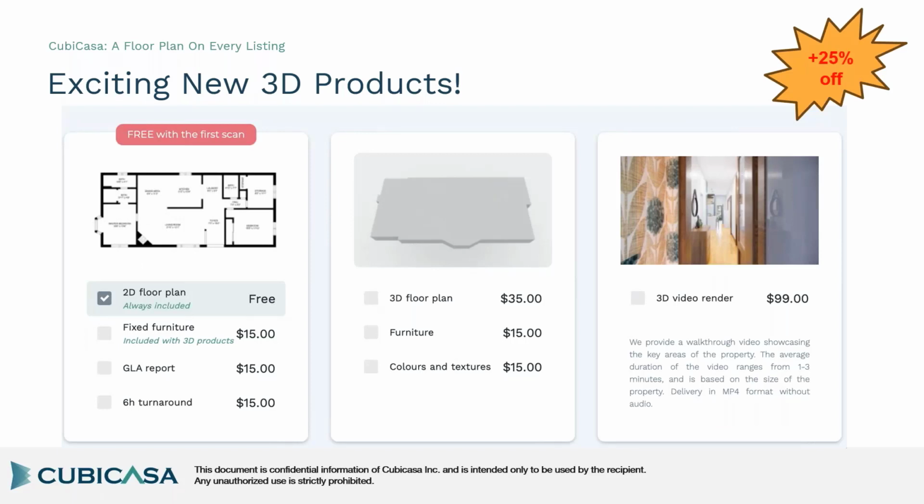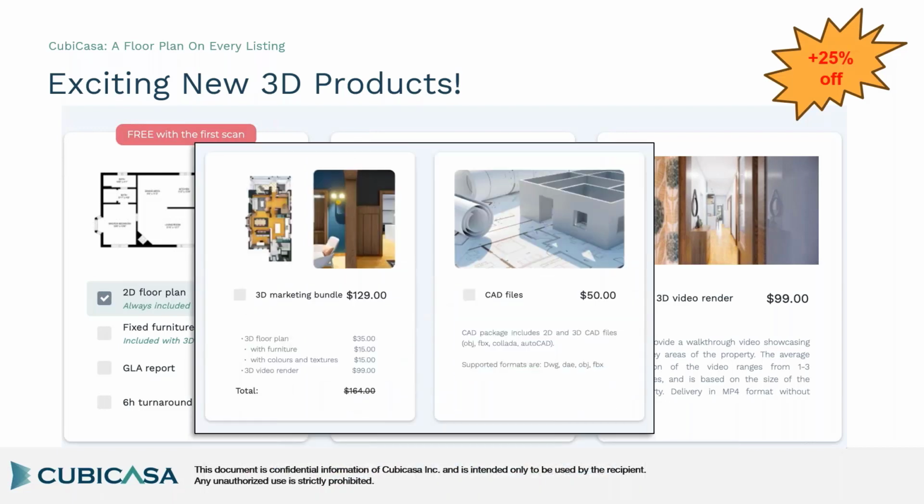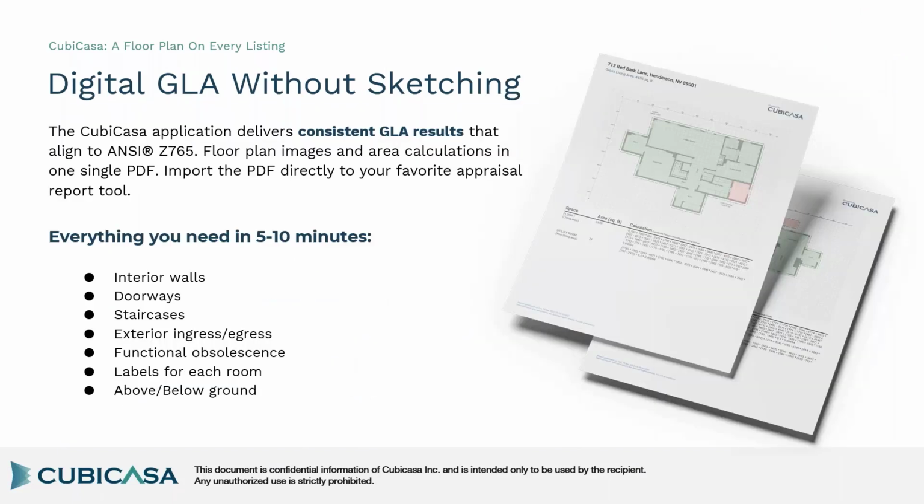So just keep in mind, if you want to add a GLA report, if you're an appraiser, again, $15. You need a quicker turnaround, $15. If you wanted to do that 3D video rendering, again, using some AI capability, that's going to be $99. Again, you still get that 25% off. But if you are interested in the upgrades, that's how they work. And you can bundle some of the things together.